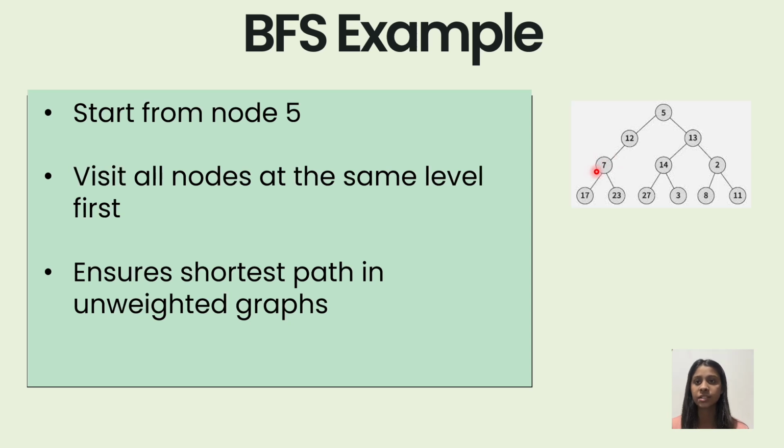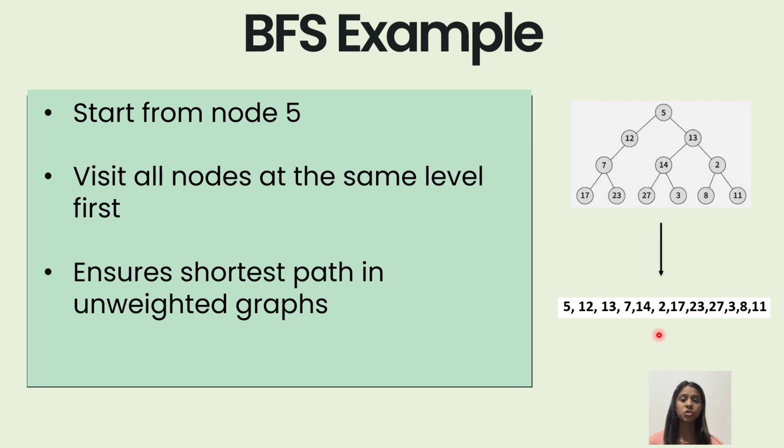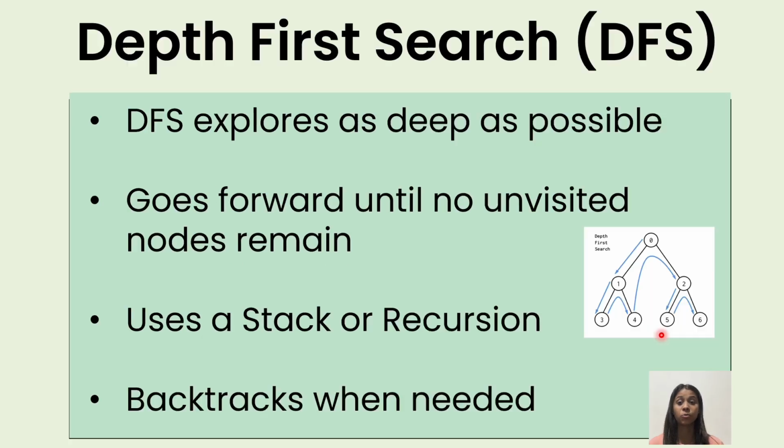So in the next level, the nodes are 7, 14 and 2. After completing the nodes in level 2, you need to visit level 3. In level 3, the nodes are 17, 23, 27, 3, 8, 11. So this is the answer for the given graph. That's it. You need to remember only in BFS, it goes level by level. So I hope you understood about BFS.